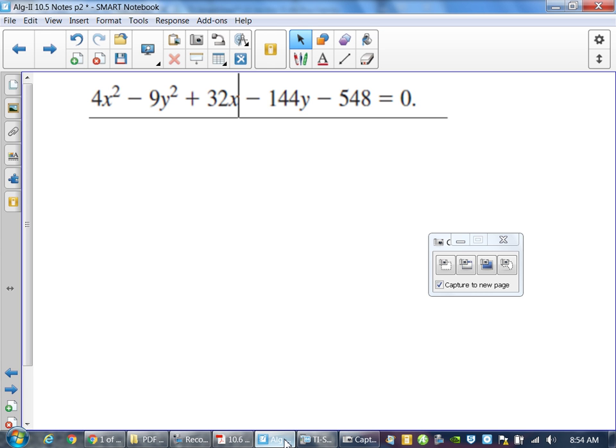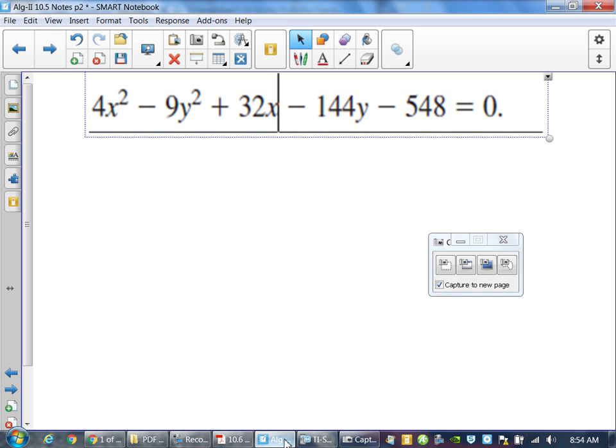So we have 4x squared minus 9y squared plus 32x minus 134y minus 548 is 0. Good times. To start out with, it just looks awful. But in essence, it's really not awful.